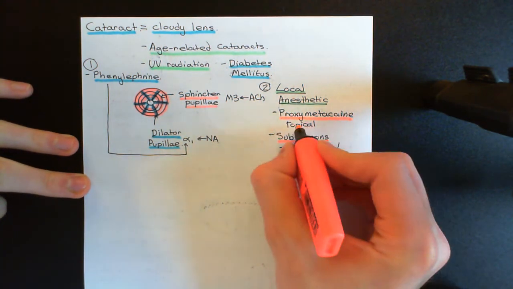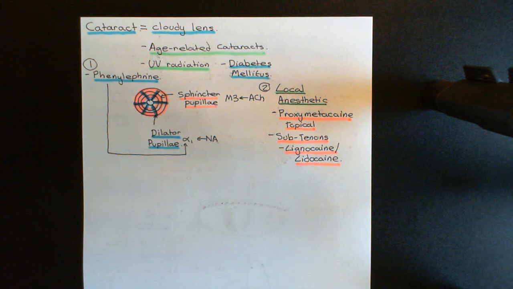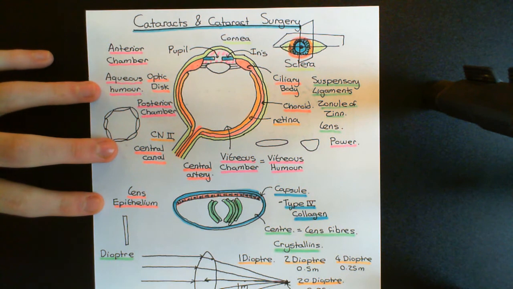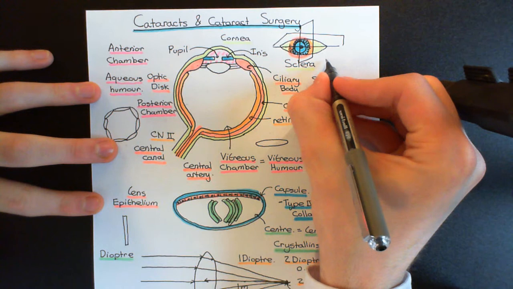Now what does sub-Tenon's mean? Topical is very obvious, that's just an eye drop into the eye. Sub-Tenon's is going to have to be given by an injection, and this is going to be underneath the Tenon's capsule. Now, Tenon's capsule is something that I haven't introduced you to yet when we've discussed the anatomy, so let's just go back to the anatomy of the eye. Something that I didn't tell you about at the time is that the sclera of the eye is contained within another outer layer, inside a capsule that surrounds the eye and protects the eye, known as Tenon's capsule.